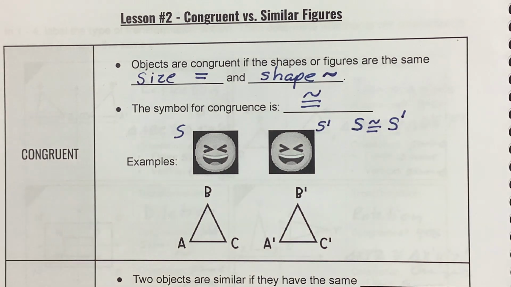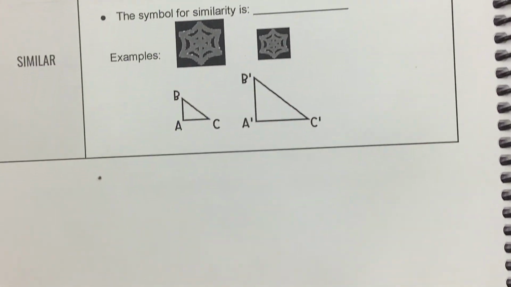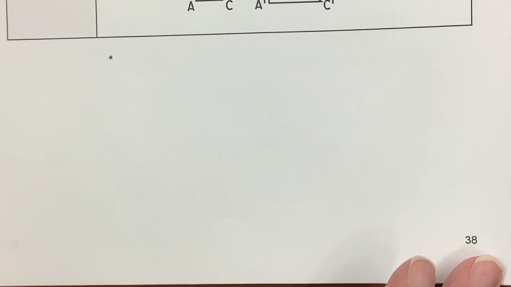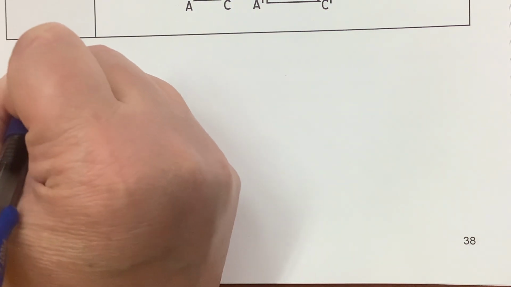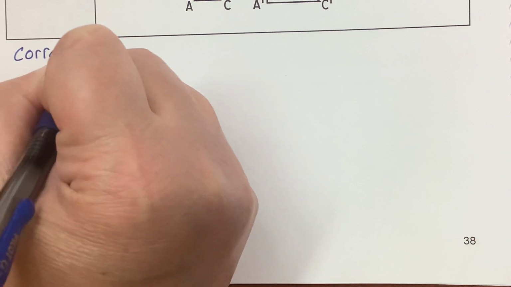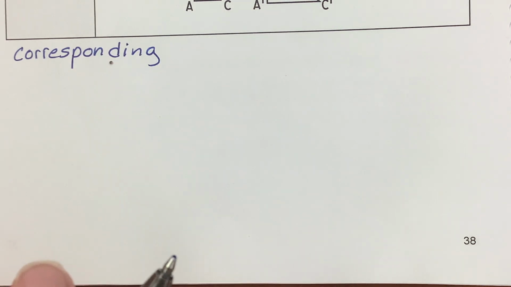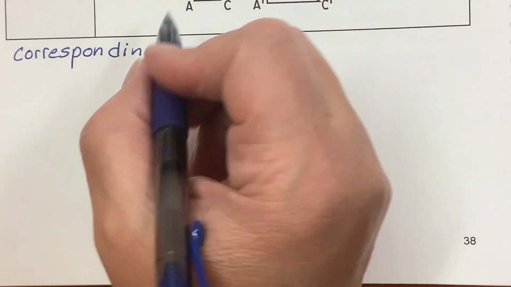Okay, so now we're going to talk about shapes. But before we do that, I want to talk about a word that I haven't used yet. And that word is corresponding. So you notice how we have all this lovely room down here? It's all going to be filled with notes. So just take a deep breath and be ready to write. Corresponding. So if something is corresponding, it's in the same place, but on a different shape.